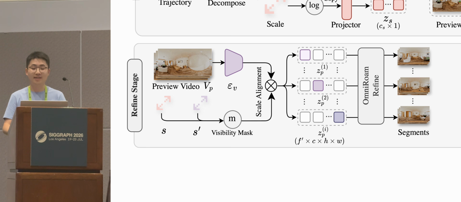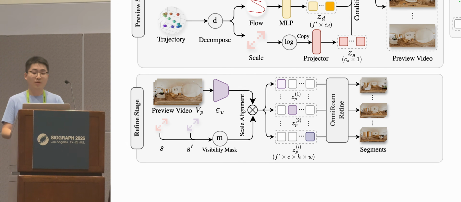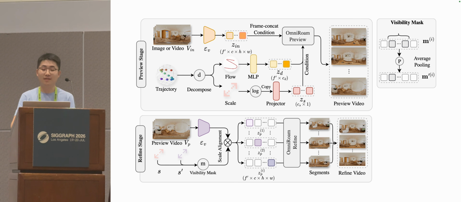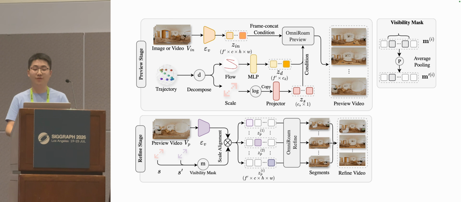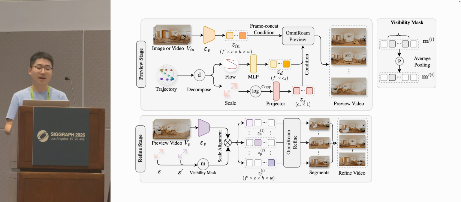Because every segment is anchored back to the same preview, they all stay consistent with the global structure. Finally, we stitch the refined segments together, letting neighboring ones share a few overlapping frames so the transition stays smooth, and that gave us the final refined video.